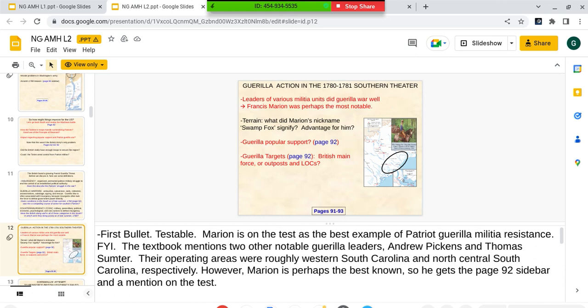And that guy is Francis Marion. He was the most notable person who was leading these guerrilla tactics in the South, and that's why Francis Marion is so important.